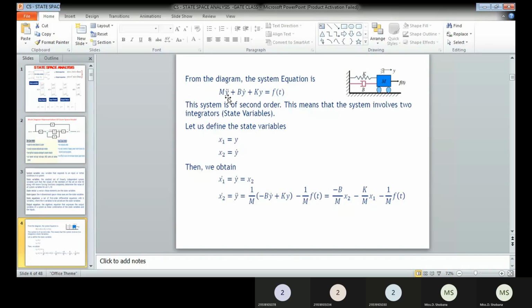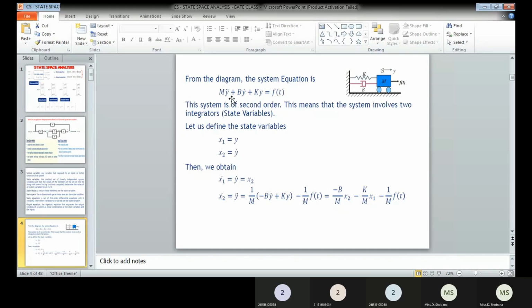Here you have to substitute all these state variable assumptions into the equation. If you substitute, you can see m into x2 dot plus b into x2 plus k into x1 is equal to f of t. Instead of f of t, in terms of state space analysis you represent it as u of t. Therefore, instead of f of t, we will have u of t.